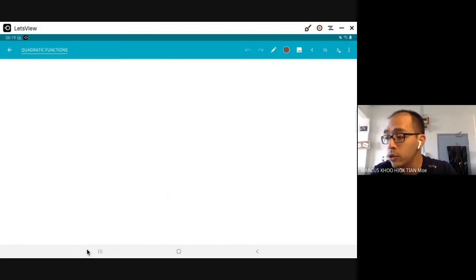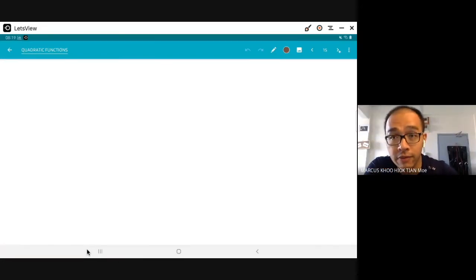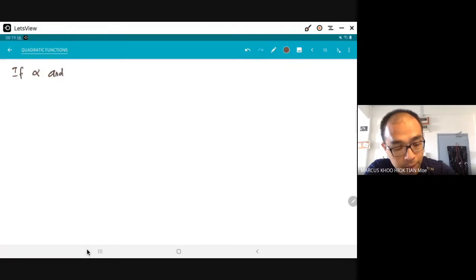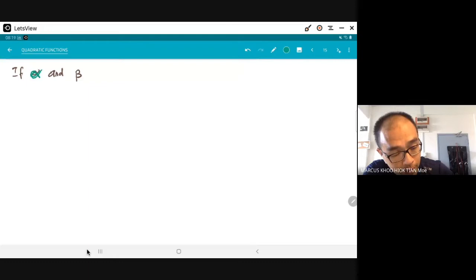Okay, I want to do one example question. Please take a look at example 4, on page 40. And this is a very common question. It says, if alpha and beta... Okay, so I want to introduce two letters. This is alpha, which looks like a fish bone. And then the other one is beta, the letter B but with a long tail here. Okay, so this is alpha, this is beta.